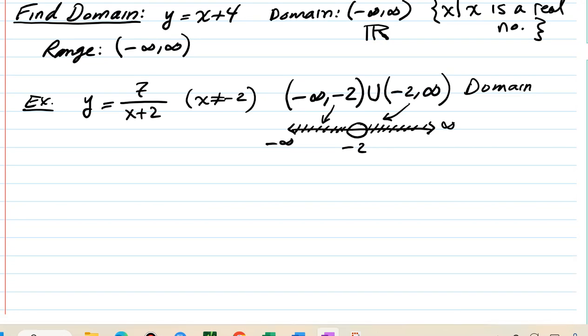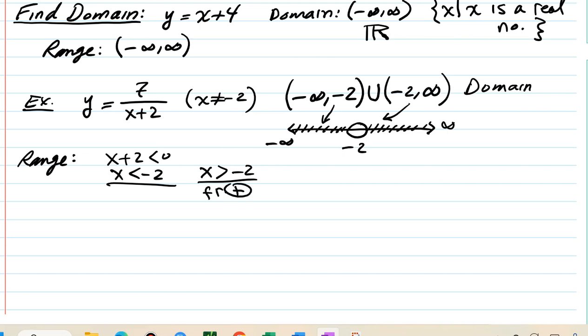Now what about the range? Now if you look at the range again, when x is positive, the fraction is positive. For x less than negative 2, this fraction is negative. For x greater than negative 2, the fraction is positive. Here, the fraction is negative. But the key is that the y values could be positive or negative, right? And can they be 0? Can the y be 0?